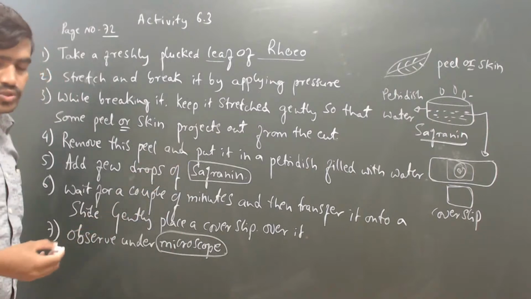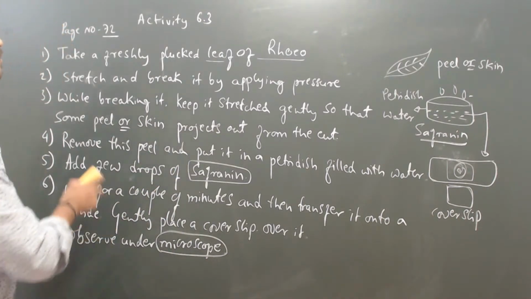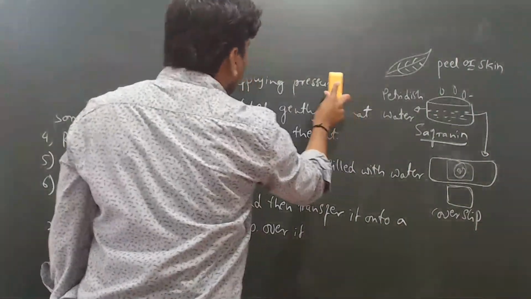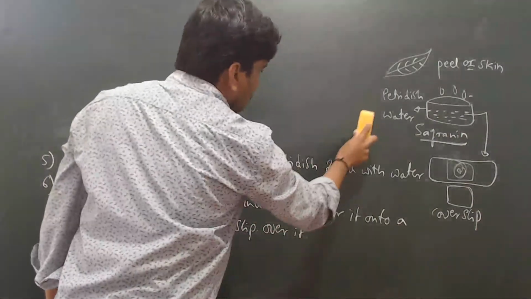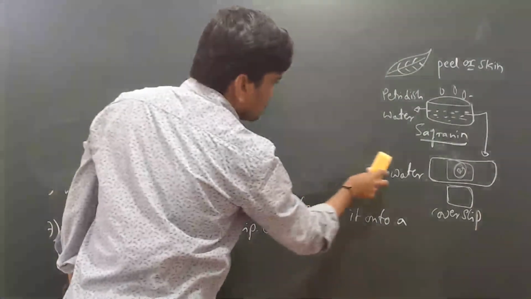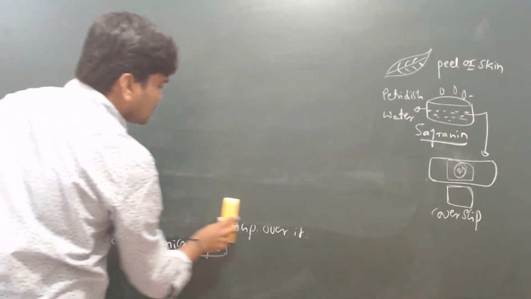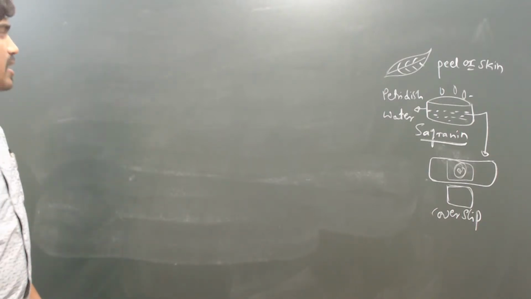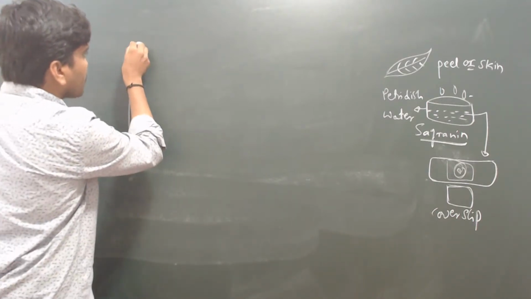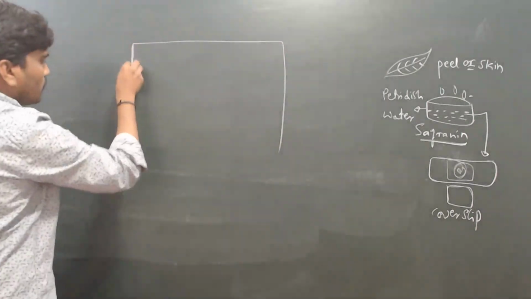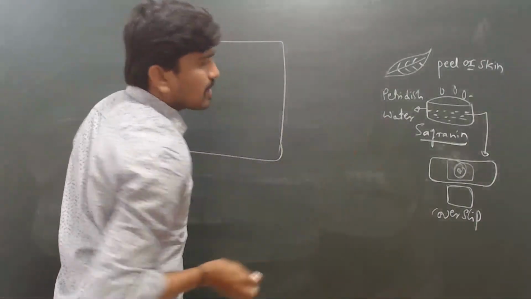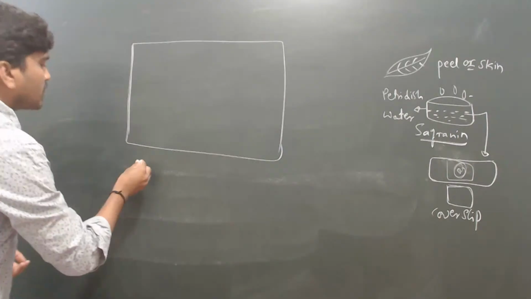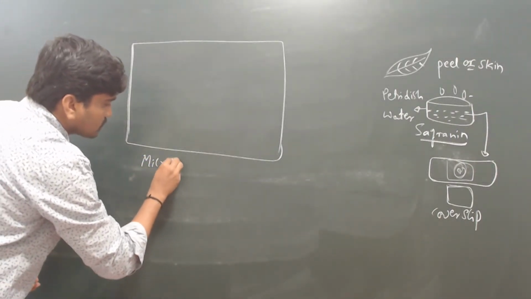Now, if you are observing under the microscope, which type of structure are we seeing? How does it look? What is the shape, size and structure of these cells? Just see, now we will draw a microscopic view. After this step, when you are observing under the microscope, how will it appear, how will it look? This we commonly call the microscopic view.